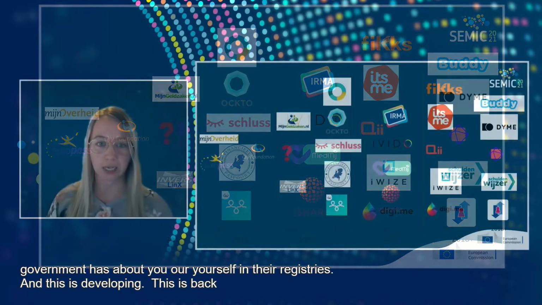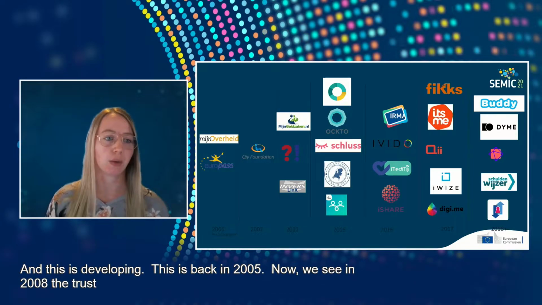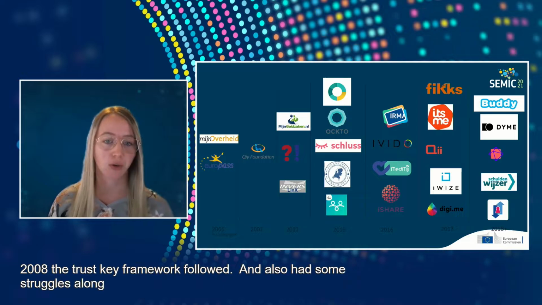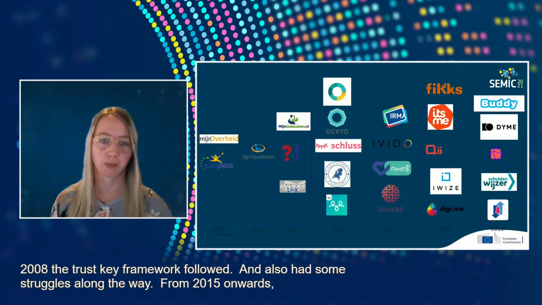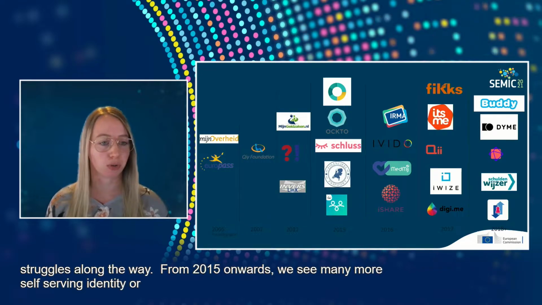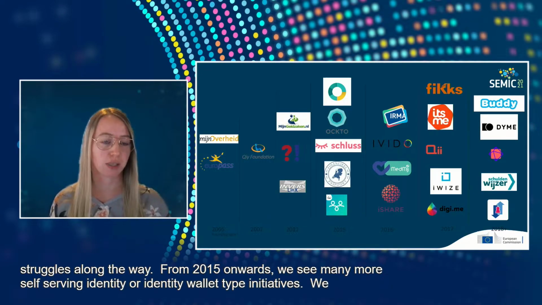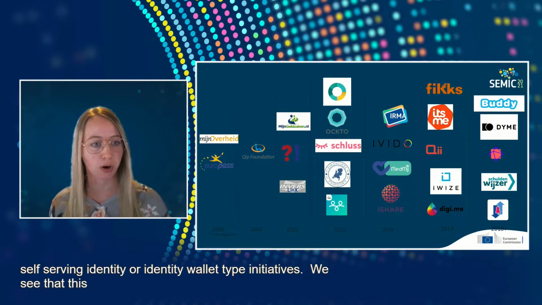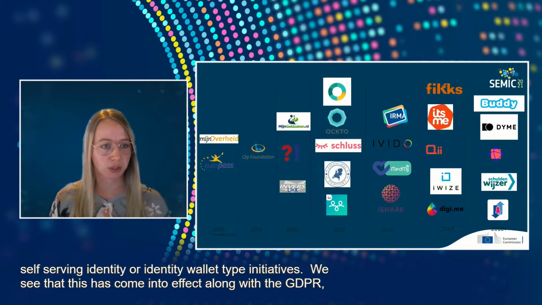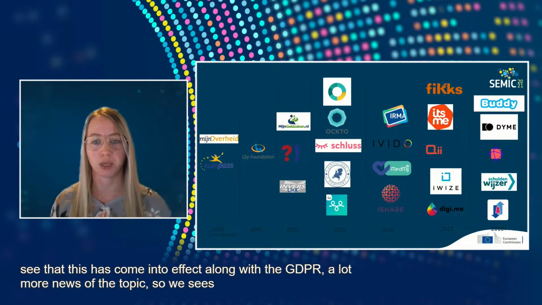Now we see in 2008, the trust framework Key followed. Key is still developing itself and also had some struggles along the way. From 2015 onward, we see many more self-sovereign identity or identity wallet type initiatives that have come into the personal data space. We see that this has come into effect along with, for example, the GDPR. There was a lot more publicity, a lot more news on the topic, so that we see that there's also more interest from startup initiatives that want to come into the space.